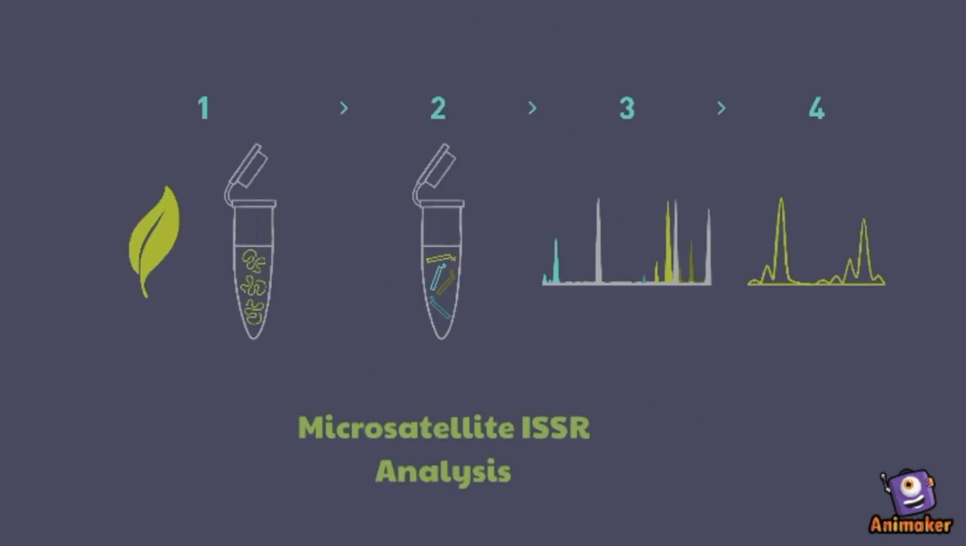Microsatellite ISSR analysis. Inter-simple sequence repeat analysis is a technique commonly used for identification of individuals, mostly plant species, based on variation found in the regions between microsatellites.